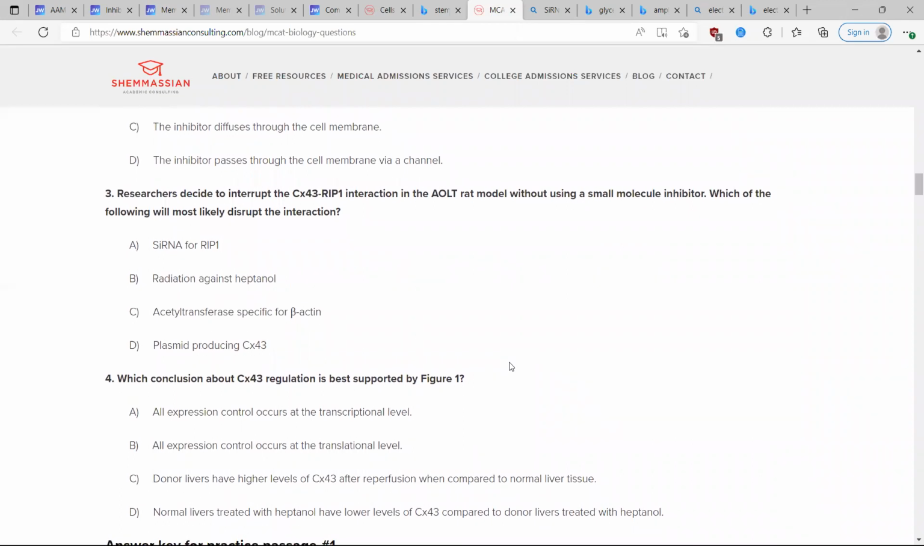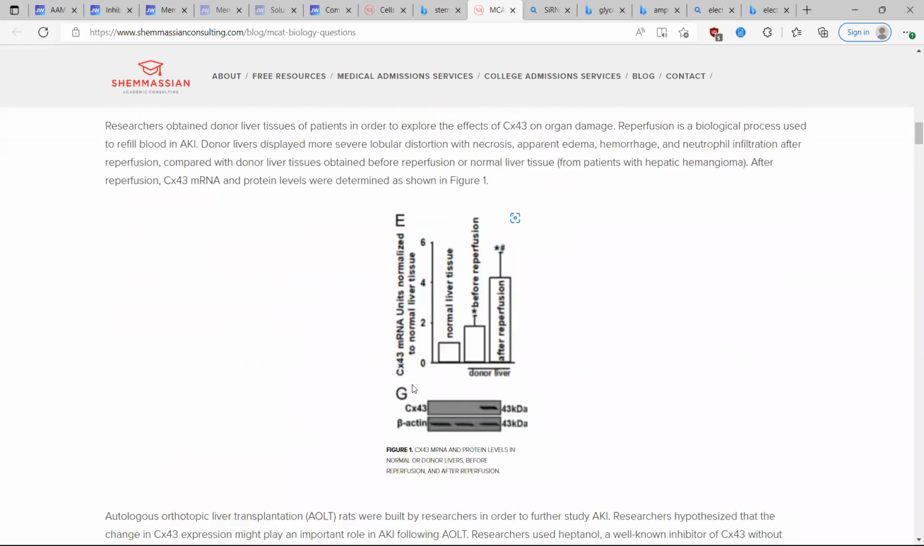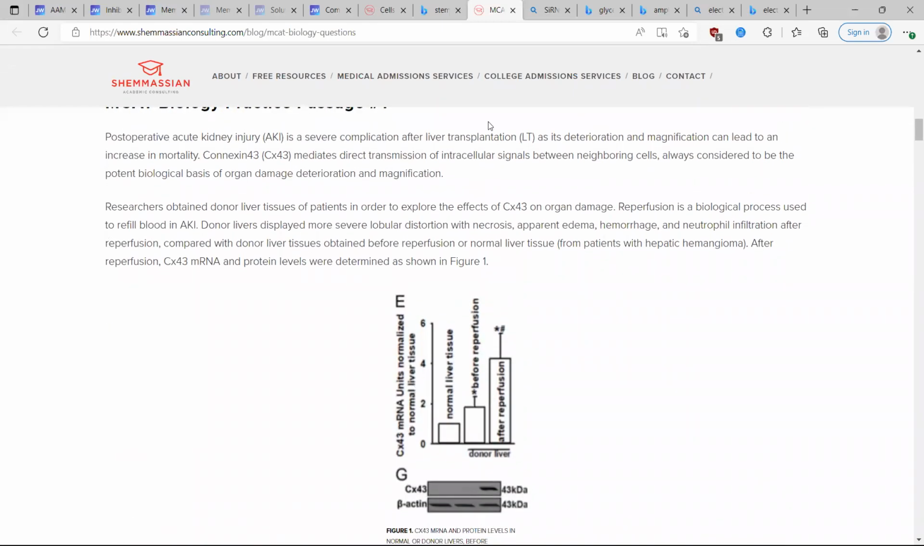Which conclusion about this regulation is best supported by figure 1? Before I even read the answer choices, I know that I need to go back and interpret figure 1 and understand what's going on here. So they said AKI, a severe complication after liver transplantation, can lead to increased mortality. CX43 mediates direct transmission, considered to be the potent biological basis of organ damage. One very helpful thing to look at is the axes. What are we measuring? We're measuring CX43 mRNA units normalized to normal liver tissue.